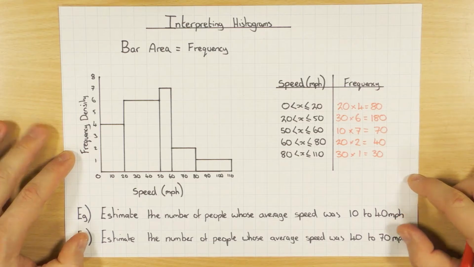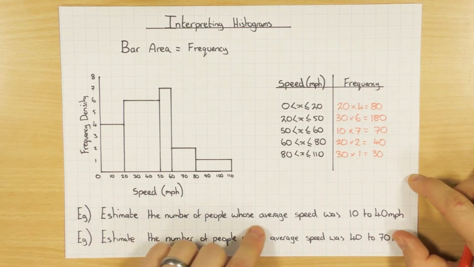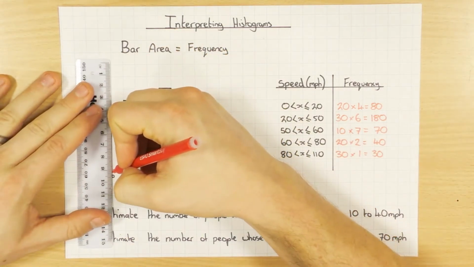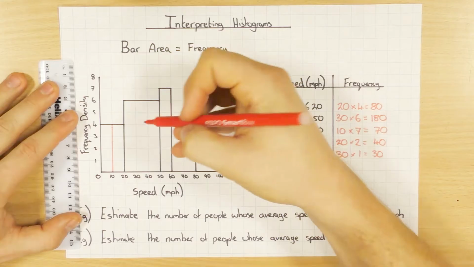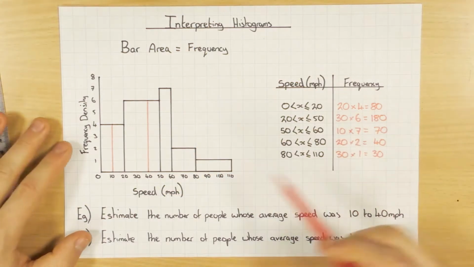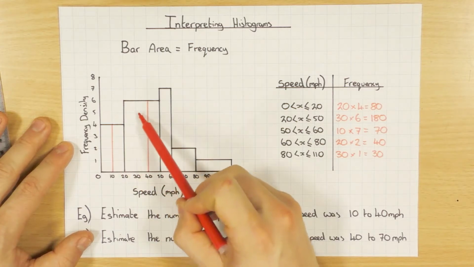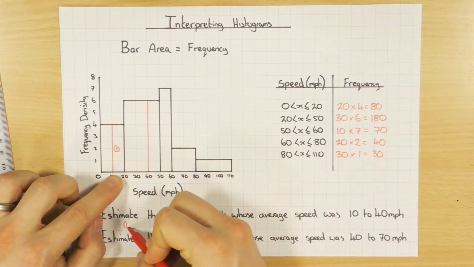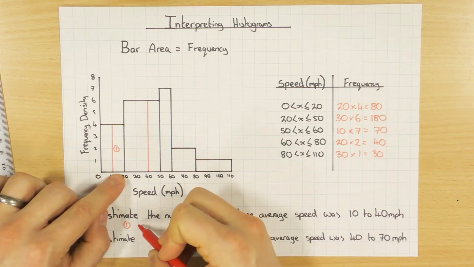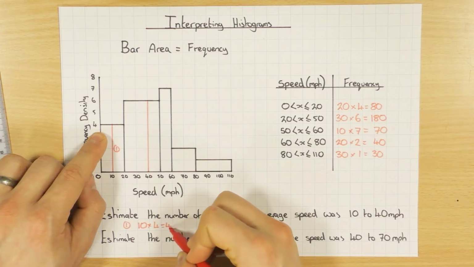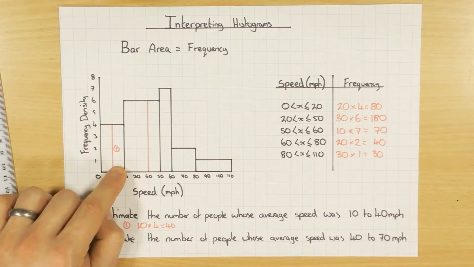As a little bit of an extension to that, they could ask you to estimate the number of people whose average speed was between 10 and 40 miles per hour. So to do that, go up from 10 and from 40. And then you just work out the area of this bit here and the area of this bit here. So let's do the first bit there. The area would be class width 10, times the height, which is 4. So I have 40.